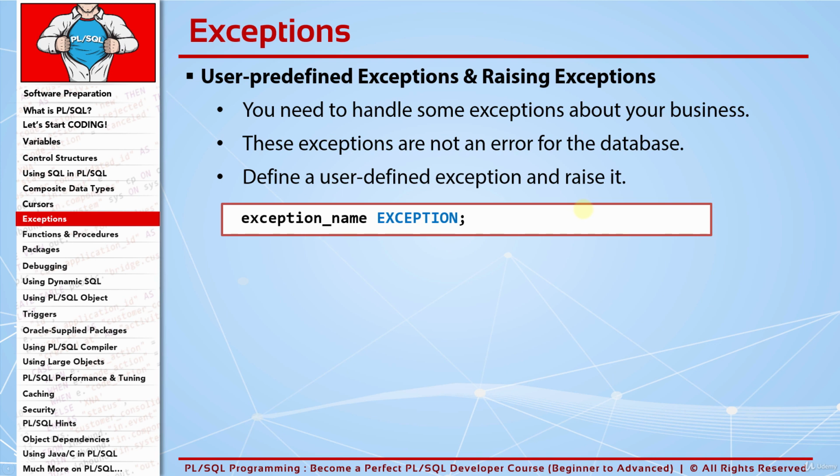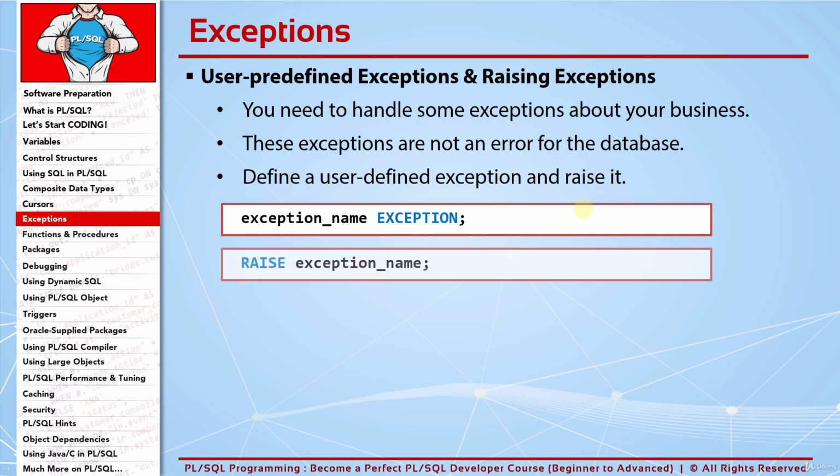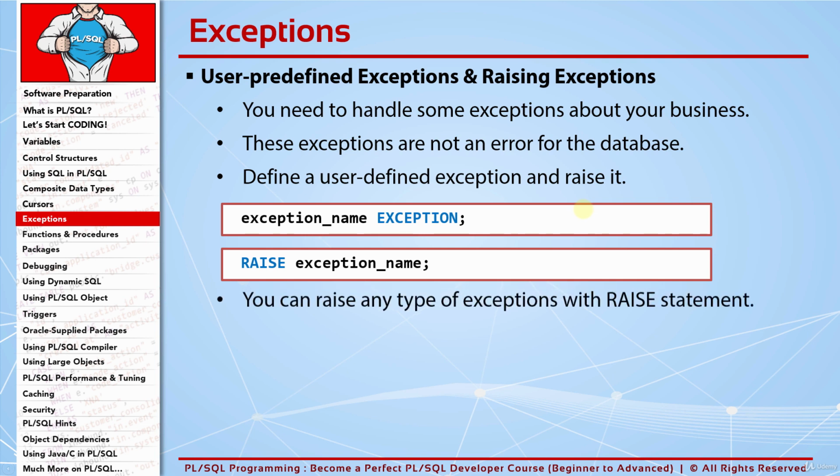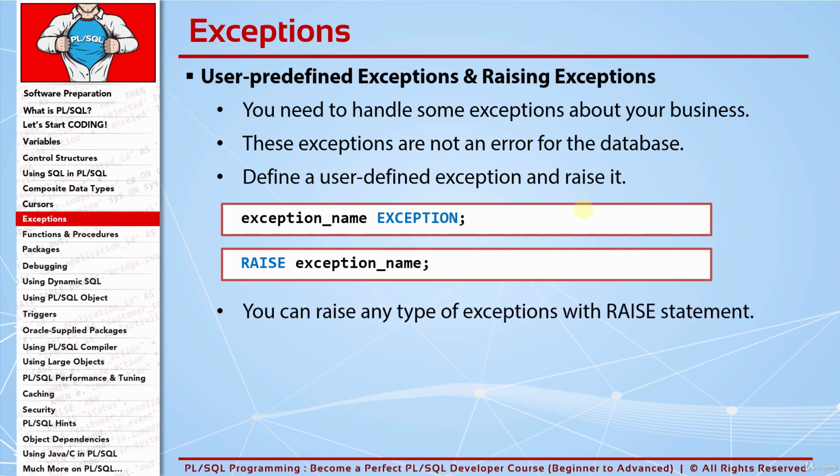Once we declared our exception, we need to raise it explicitly because they are not known by the Oracle server, so they won't be raised by the database. To raise an exception, we write raise keyword and our exception name. Actually, we raise any type of exceptions with the raise statement. We can raise predefined, non-predefined, or user-defined exceptions with the raise statement. But in here, we will use it with our user-defined exceptions. So let's open up the SQL developer and make our examples.